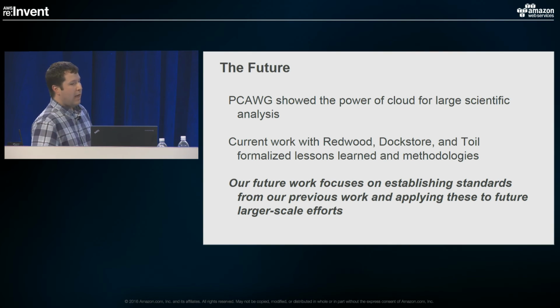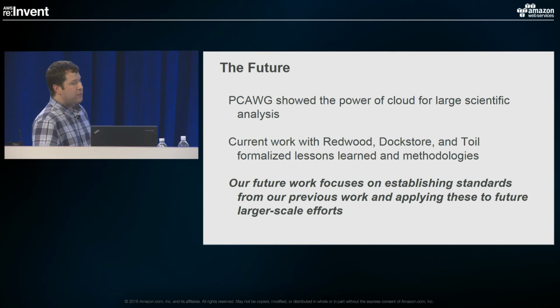All right, so I gave you an idea of what PCAWG showed the community. I think it showed a lot of cancer researchers that we could use the power of commercial clouds for large-scale scientific work. I think that was a fundamental thing that came out of the PCAWG project. Our current work on Redwood, Dockstore, and Toil really formalized the lessons we've learned, and we've tried to translate what we've learned from PCAWG into things that other people can use, that the community can pick up and use right now.